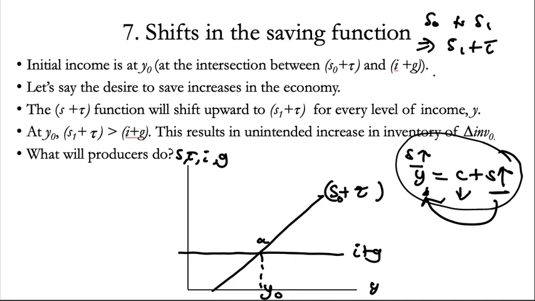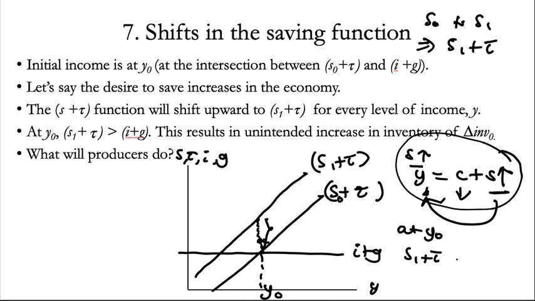Anything affect I plus G? No. So here it will shift upward. Let's say to this point, S1 plus tau. And if we hold income at Y0, you can see clearly the excess here by this much. That means we can see clearly that at Y naught after saving increases to S1, the leakage function is more than the injection function.